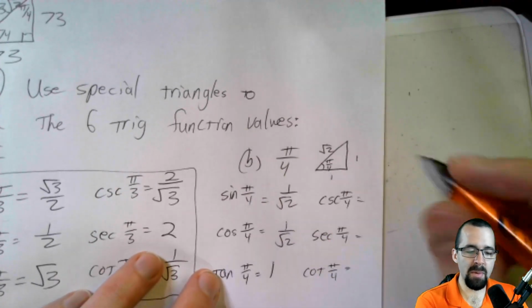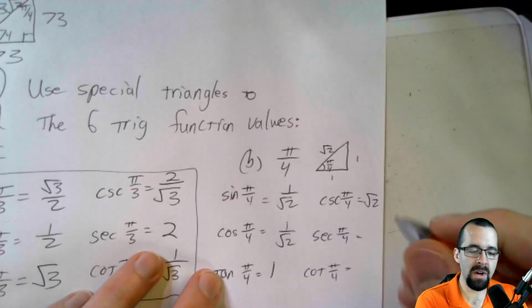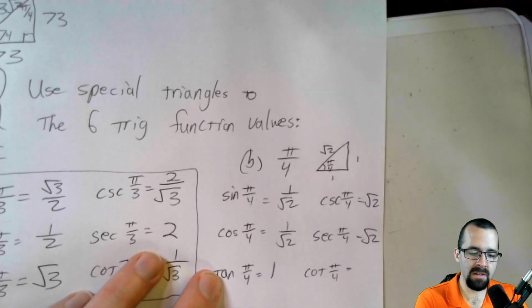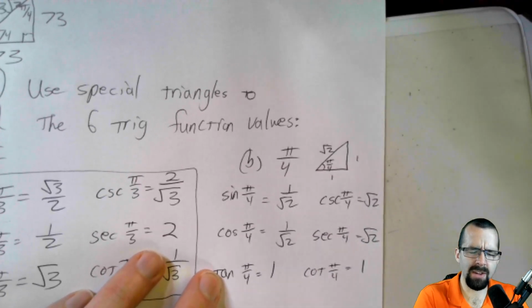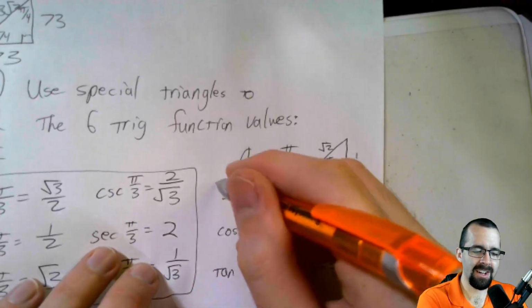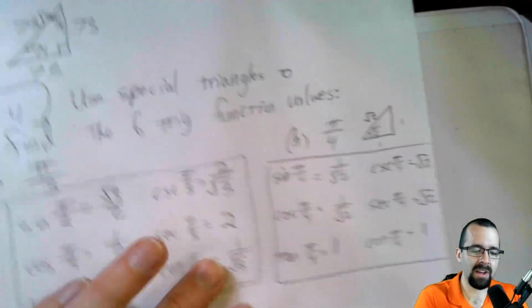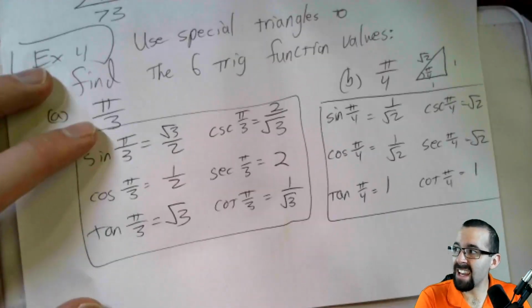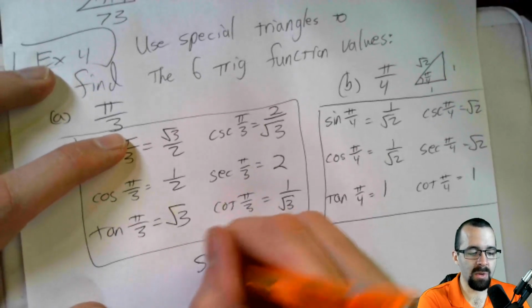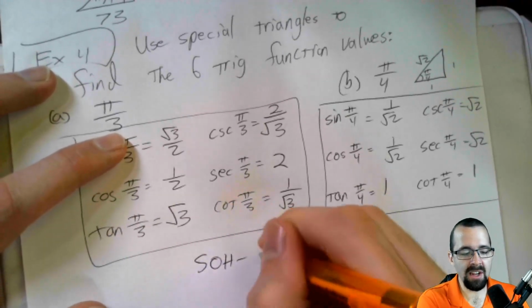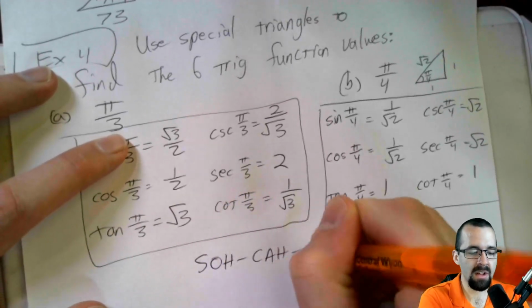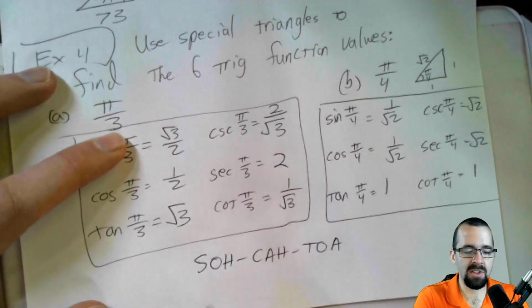And now we just flip them all. The square root of 2 divided by 1. The square root of 2 divided by 1. And 1 divided by 1. Very nice. There you go here. And again, I've been saying it out loud, but if you're curious, I do want to write it again. If you forget what sine, cosine, and tangent are, we have this little guy called SOHCAHTOA.